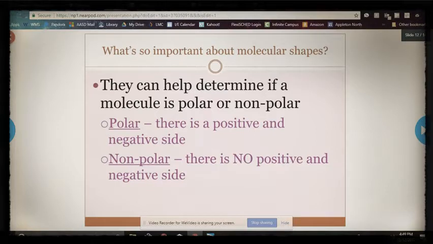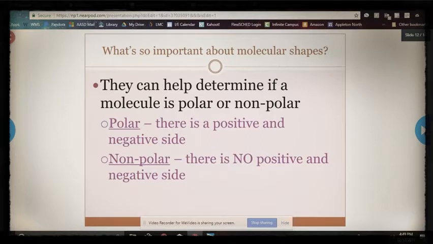But bonds are different than molecules. So you can have polar bonds, but have it be a nonpolar molecule because of its shape. In order for it to be a polar molecule, you must have two poles. So when you think of two poles, you think of North Pole, South Pole, right? Or on a magnet.